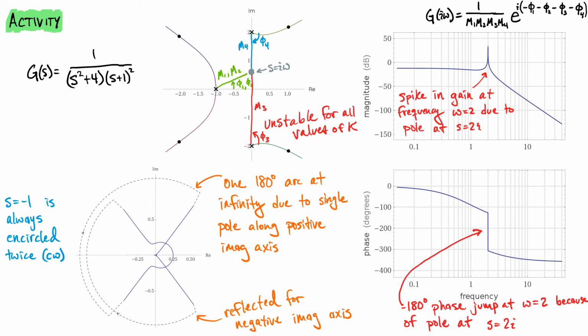Our first task in this activity is to start with the root locus and build out our transfer function. And so what we observe is that we have poles at -1 and at plus or minus 2i. The plus or minus 2i each have a single branch coming out of it, and so there's just one pole at each of those positions. They're complex conjugates, and together they give us this term of the transfer function.